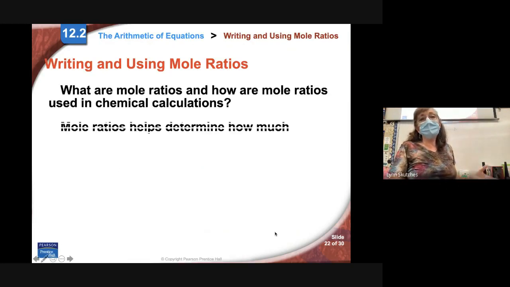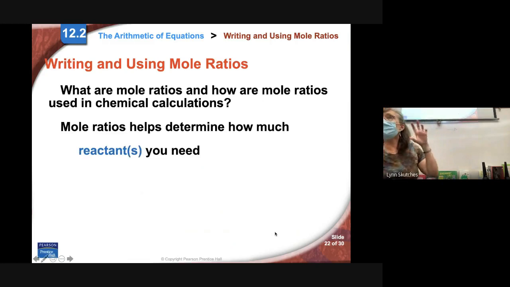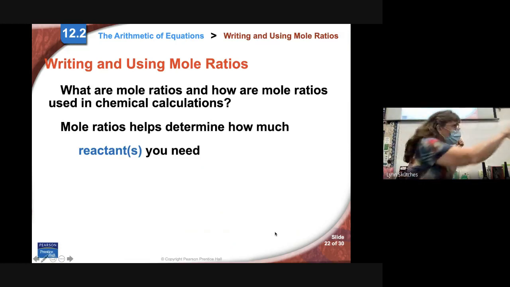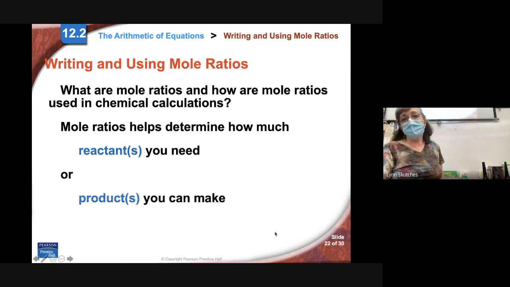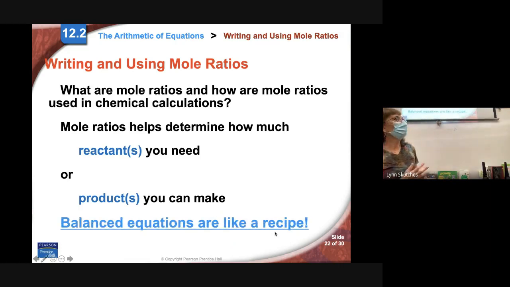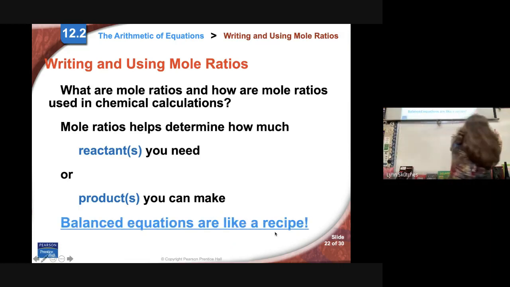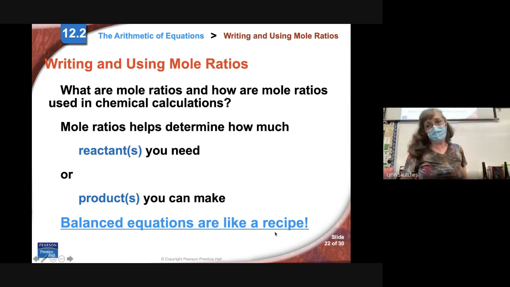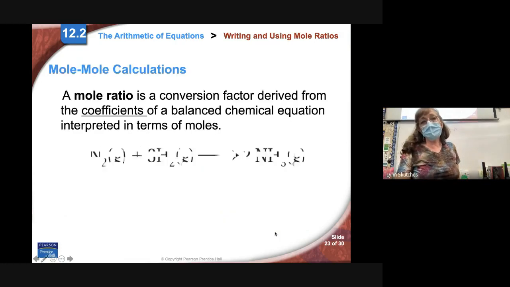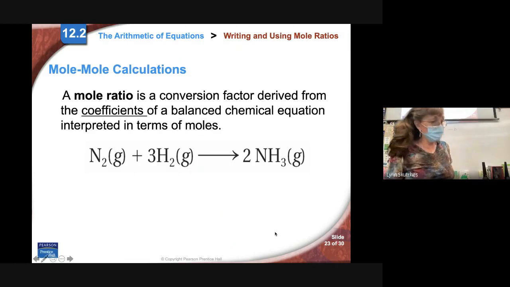Okay, so what are mole ratios? They're going to help you determine from the balanced equation how much reactant you need, how much stuff you got to get out of your cabinet to make the amount of product that you want. Okay, or you want to make this much product, do I have enough stuff? And if I don't have enough stuff, could I make any of my product? Okay, so the balanced equation is where we get our mole ratios.